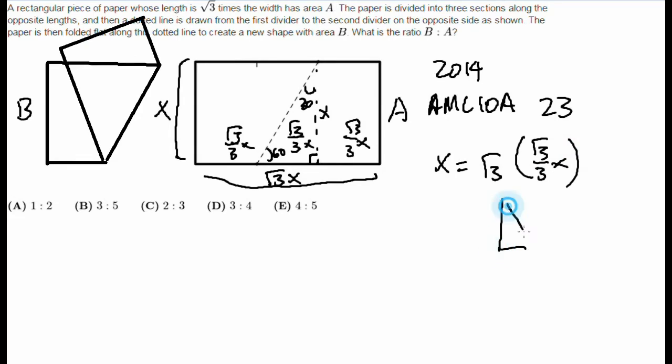Now, the property of a 30, 60, 90 triangle is that if this is A, this leg will be square root 3 times A, and the hypotenuse is going to be 2A. And since this leg is x, and x is square root 3 times this leg, which is square root 3 over 3x, that means that this triangle is 30, 60, 90, because the ratio between the legs determines the angles of the triangle. So this hypotenuse is 2 times square root 3 over 3x, since this smaller leg right here is square root 3 over 3x.